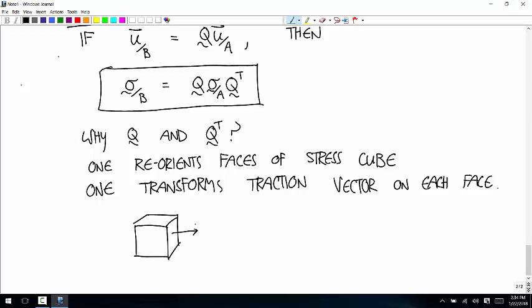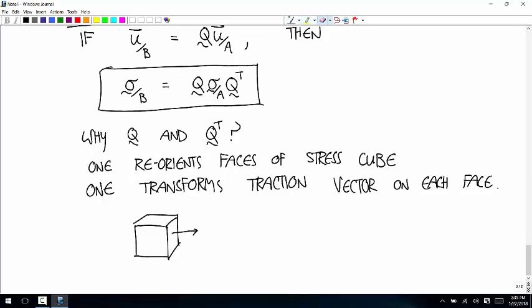Can you picture what I mean? Because you're rotating this whole cube, okay? And so you could think of it as the equation that says the traction is equal to the stress times the normal. You have one of those rotation matrices that does that to rotate all the faces, and then you have another one that re-expresses the traction on each of those faces in what is now our new coordinate system. You don't have to know that, but if you're interested, that's where it's at, man.